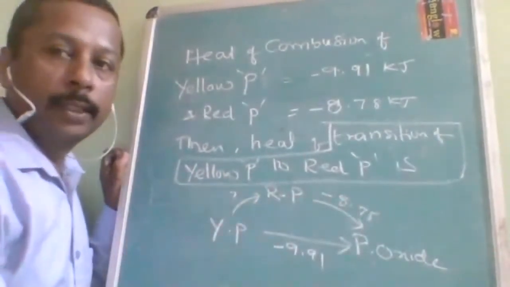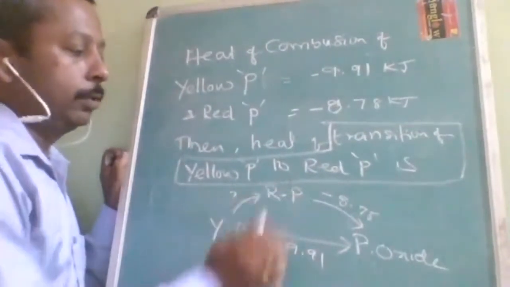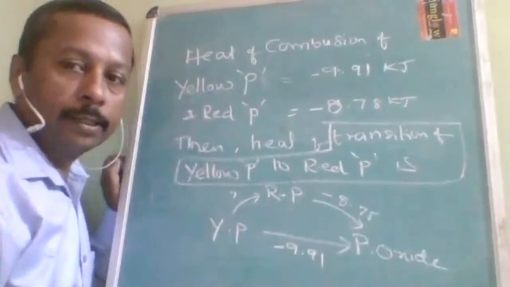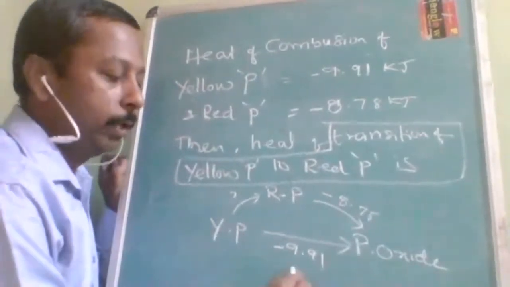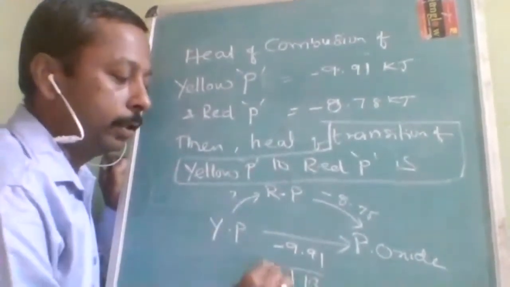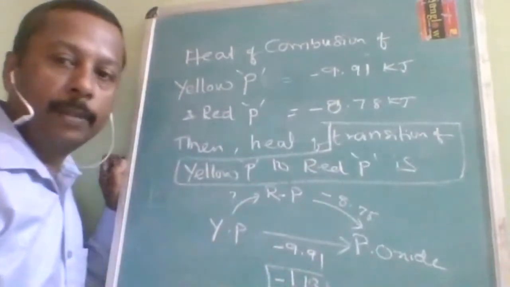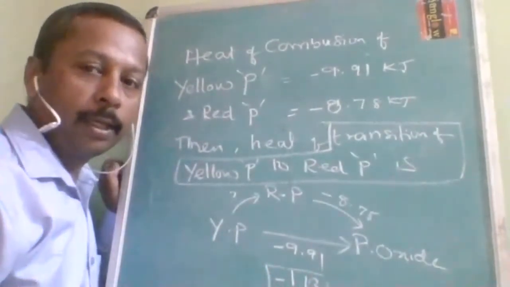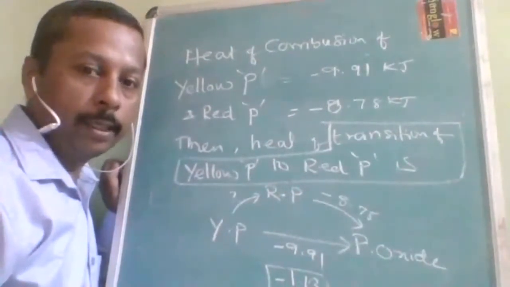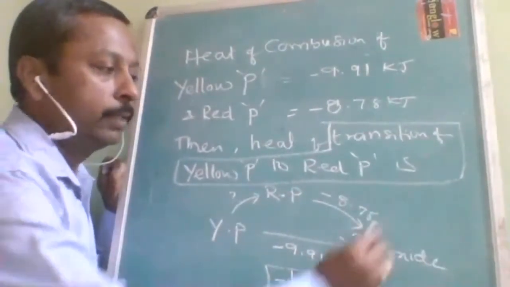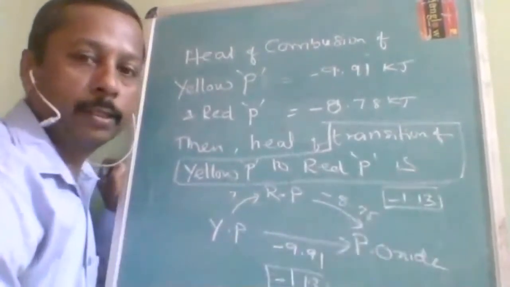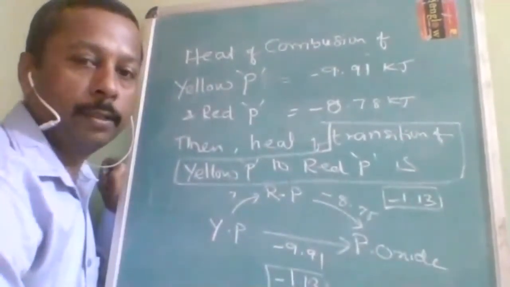Once the answer is here, using Hess's law of constant heat summation, you are going to get minus 1.13. Most people answered correctly; initially I was receiving some wrong answers of plus 1.13. So minus 1.13 is the correct answer. Is it understood, students? Ready for the next question?